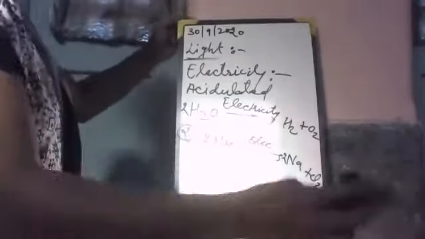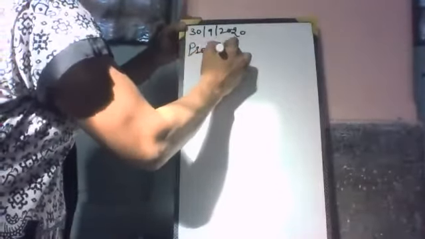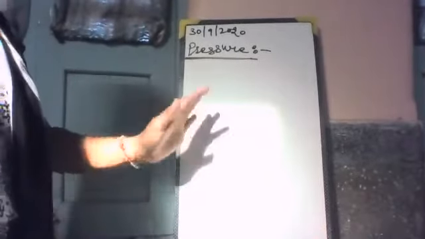Now the next condition is pressure. Pressure means applying force on them. Some chemical reactions take place only when the involved substances are subjected to high pressure. Some chemical reactions require high pressure to complete.